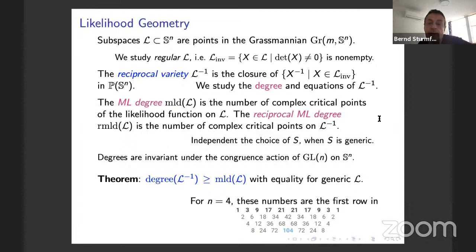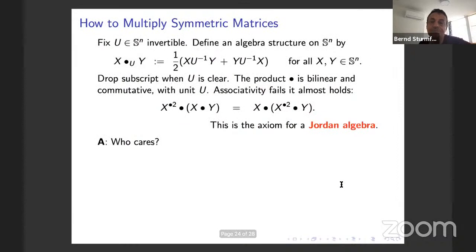Here, this is independent of the sample covariance matrix, provided it's generic. Moreover, these degrees are invariant under the congruence action, the change of basis on quadratic forms. So here's one theorem. The ML degree is always bounded above by the degree of the reciprocal variety, and equality holds for generic L. And then, as I said, Michalek and collaborators studied this, and the degrees are given by the first row in these kinds of diagrams.